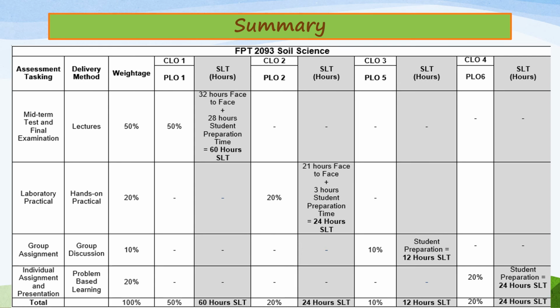So this is the table summary of the SLT for each CLO mapped with the PLO with their respective weightage, assessment, tasking, and delivery method. In order to assess the constructive alignment principles, we need all this information.